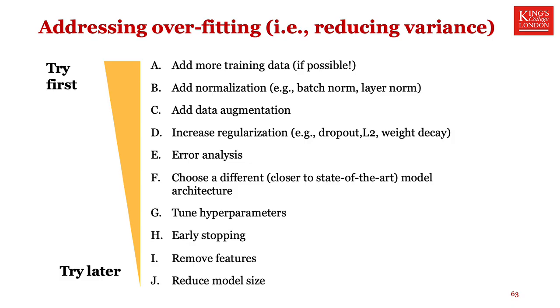You should look into error analysis, trying to understand where the errors come from and what is causing the errors. It might be an issue with the data itself, or it might be an issue with the model not picking up certain types of things, which could then give you insights as to what to improve. The other step that you could do is to choose a different state-of-the-art model and architecture, and to tune some hyperparameters. Things like early stopping or removing features or reducing model size, they are often suggested as ways to solve the problem of overfitting.